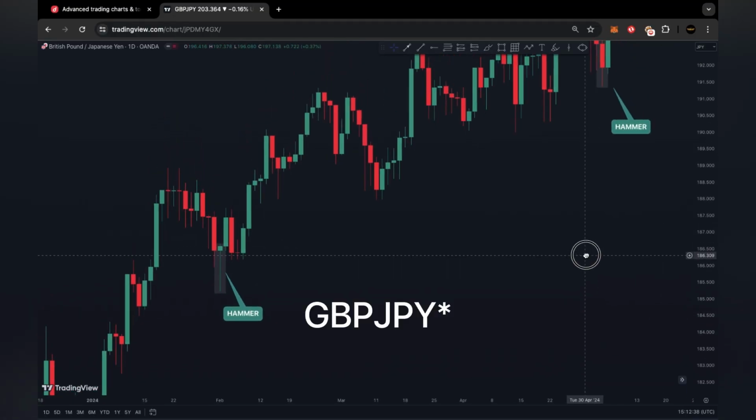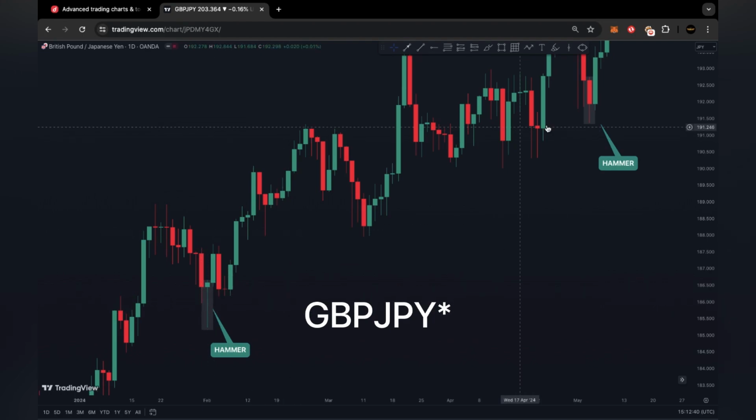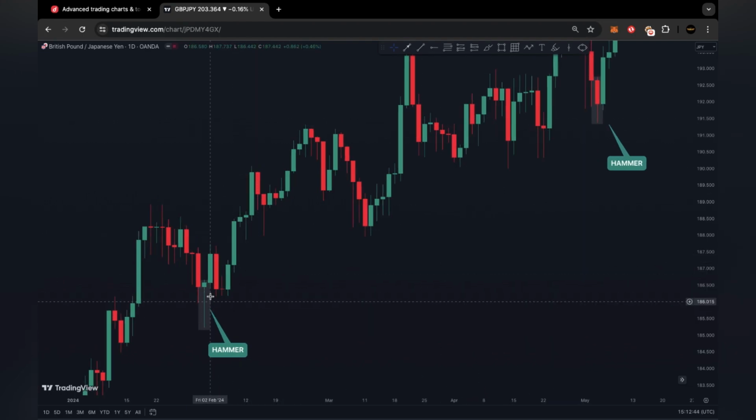Alright people, so this is GBPUSD and we can see we are having similar examples just like we had on the synthetic index pair. So you can see here price was trying to drop, and then after the hammer formed, price gave us a good bullish run to the upside. Also you can see this hammer here.